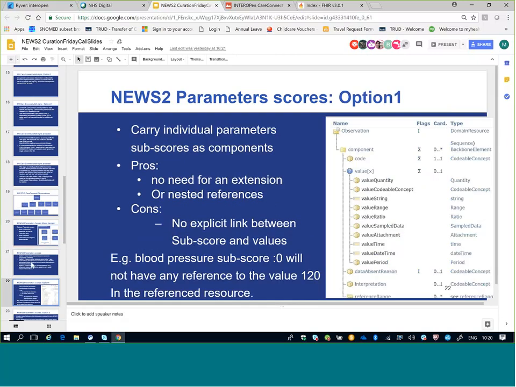So option 1 is carrying individual parameter subscores as components. The pro is that we don't need an extension, and there is no nested reference. The con is that we don't get an explicit link between a subscore and value. So technically, apart from saying that this is a blood pressure subscore SNOMED CT code, and this is the blood pressure reading, there is no link in the message itself. You could argue that that could be derived by a receiving system afterwards if they are reliably able to pick the SNOMED CT codes and link them up, but that creates work for the receiving system to figure out which subscore belongs to which value. And so I think that's one of the reasons we're not recommending this option.